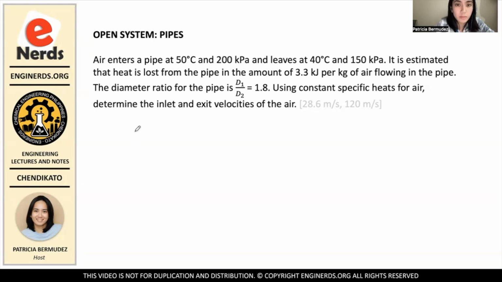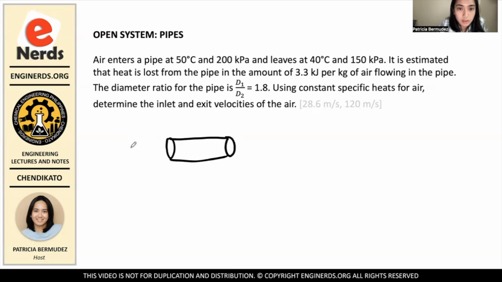So for this problem, we're gonna use two equations, two unknowns. Our V2, which is the one at the exit, and V1 are both unknown. They're both unknown. So we have to use both the open system energy balance and then the continuity equation to find the velocities simultaneously. Okay, so we have a pipe here, like so.